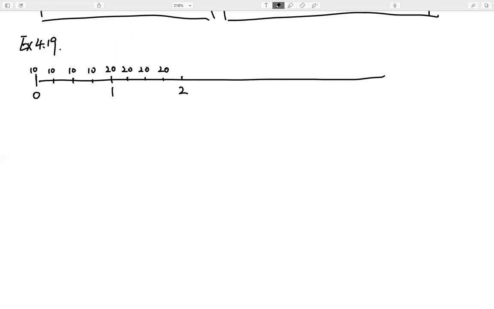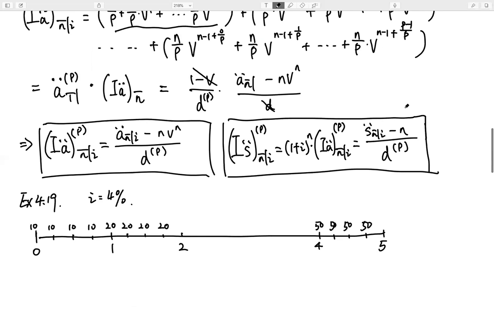Okay. So obviously this is an annuity due because all the payments are at the beginning of each quarter, and so on for 5 years. So which means in the last year it's 50, 50, 50, 50. The annual effective interest rate is 4%. So this is all the information we have, and we want to know the present value. Then all we need to do is to compare with what we studied, to see what would be the difference.